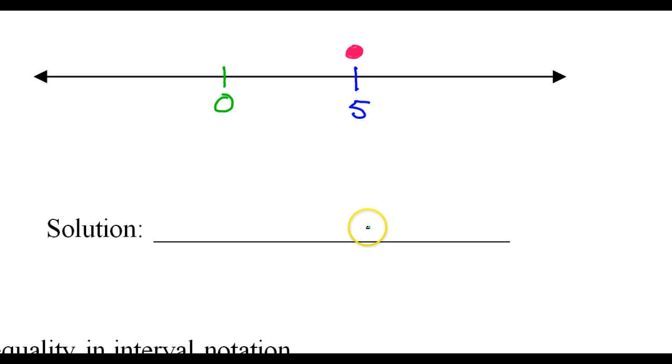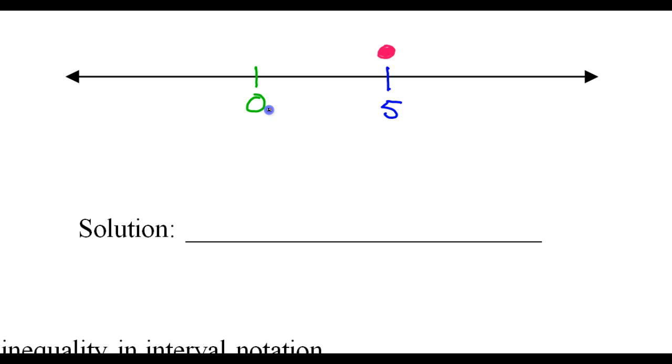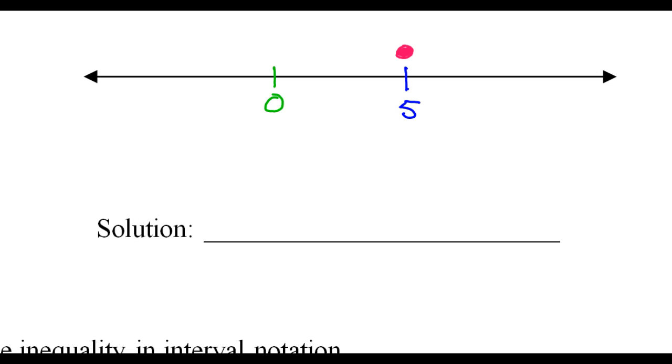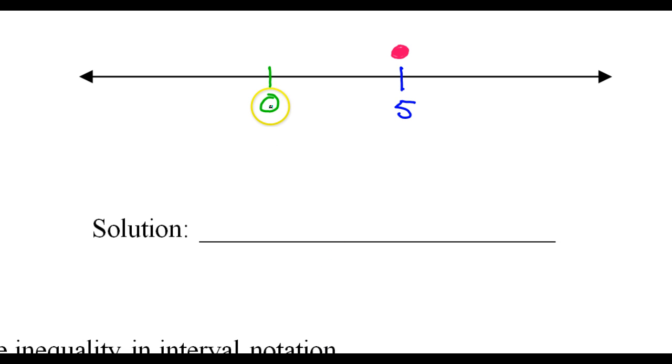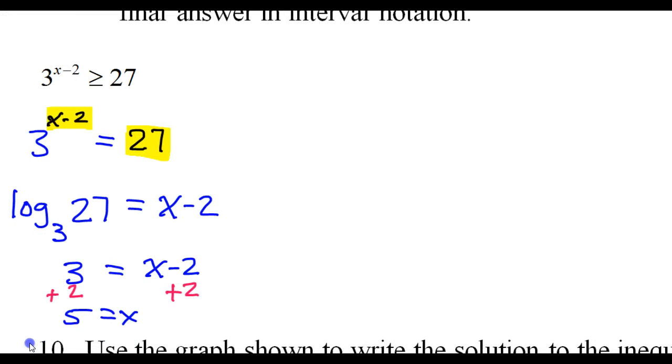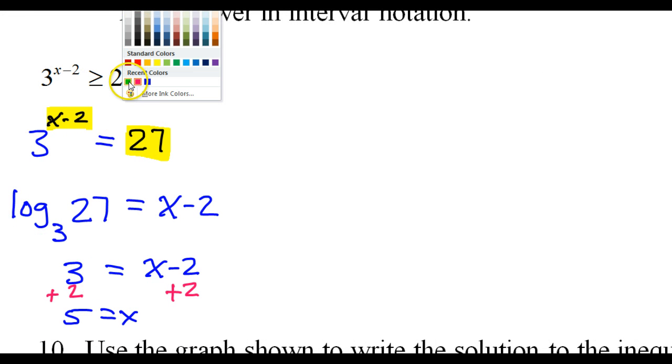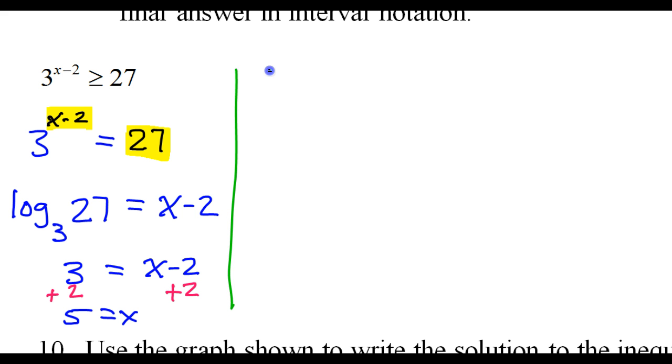So the rest of the solutions will either go to the left from here or to the right from here. So what we need to do is do a test value. A convenient value to use is often 0. So let's check 0. If 0 is a solution to the inequality, then everything on the left will be a solution. If it's not, then everything to the right must be where the solutions are. So we're going to check an x value of 0.